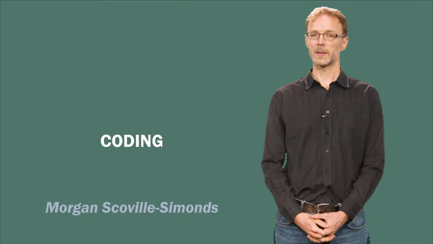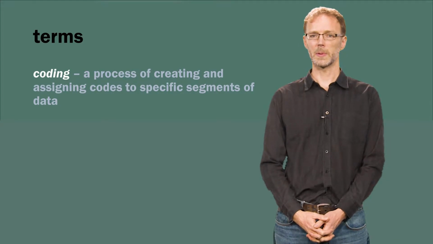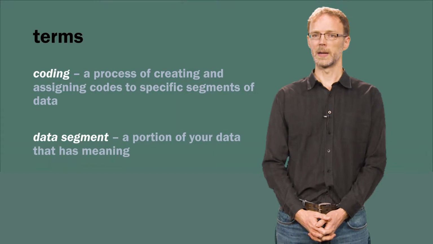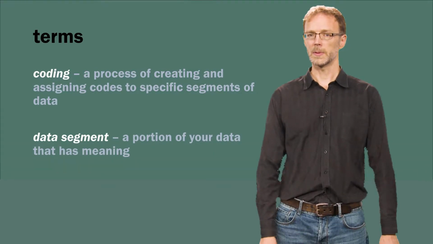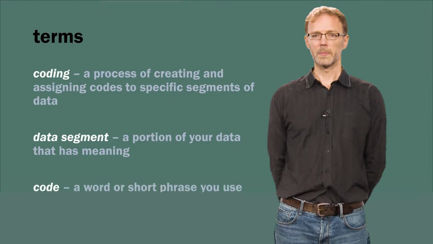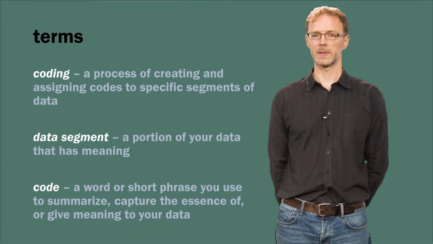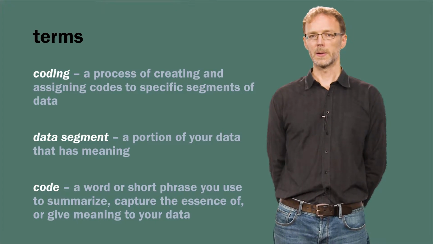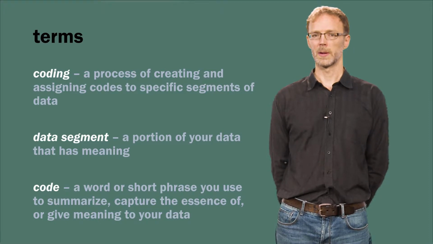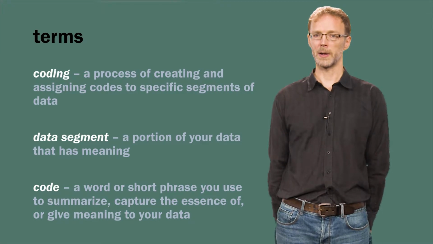But first, what does coding mean? Coding is a process of creating and assigning codes to specific segments of data. What I mean by a data segment is a small portion of your data that has meaning. For example, this could be a phrase or several sentences from a transcribed interview. But what is a code? It is often a word or short phrase you use to summarize, capture the essence of, or give meaning to your data. Often a single code is assigned to multiple data segments across different data sources. This is part of how coding helps you identify patterns.